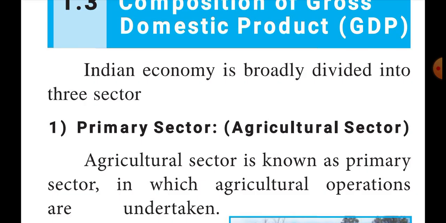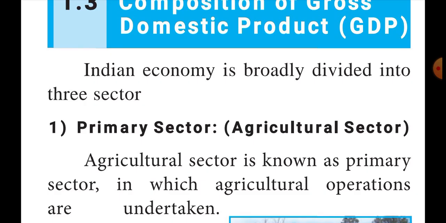This is one of the 5-mark questions, a very important 5-mark question. So listen very carefully. Very easy. The first one is primary sector. The agricultural sector is also known as primary sector. Agriculture and its allied activities are called primary sector. Can you understand, students? Agriculture sector is known as primary sector.